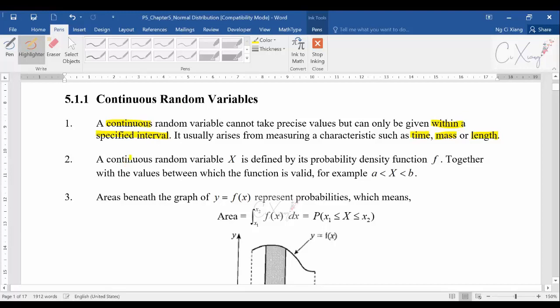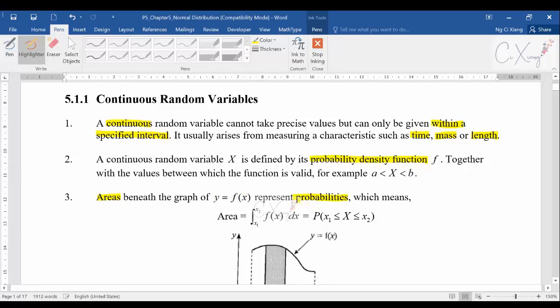A continuous random variable x is defined by a probability density function. It has a function, but usually the function can be quite complicated, depending on what kind of function you are having. It is given together with the values between which the function is valid, for example a to b. The area under the graph of y equals f(x) represents the probability. Take note: the area under the graph is the probability in statistics.